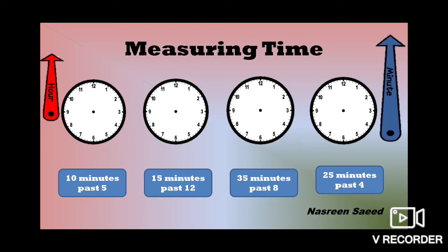Now in the first picture, it is 10 minutes past 5. So we have to show our minutes hand on number 2. Yes, and past 5 means, which is the hours hand over here? Number 5. The hour hand will come on number 5. So this is how 10 minutes past 5 will be shown.